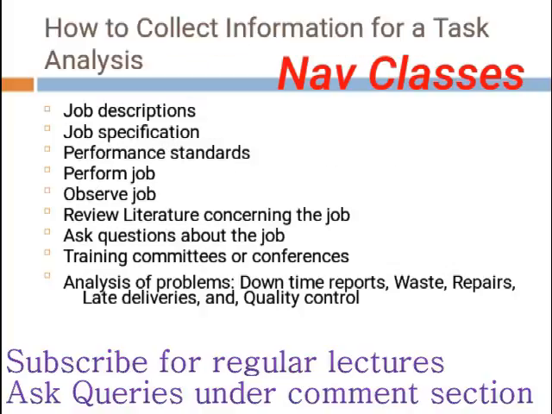How to collect the information for task analysis, also called methods of collecting the information for task analysis. These are job descriptions, job specifications, performance standards, performing the job, observing the job, reviewing the literature concerning the job, and asking questions about the job. Questionnaires can be given to employees to fill out. Training committees or conferences. There is also analysis of problems like downtime reports, why material and time are being wasted, repairs, late deliveries, and quality control.